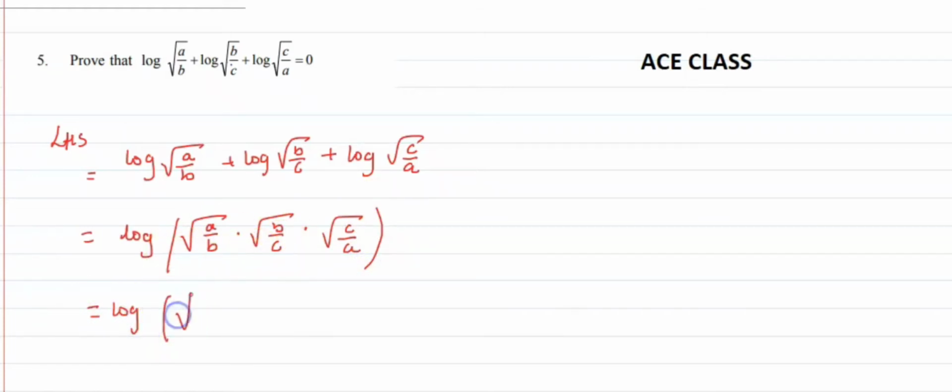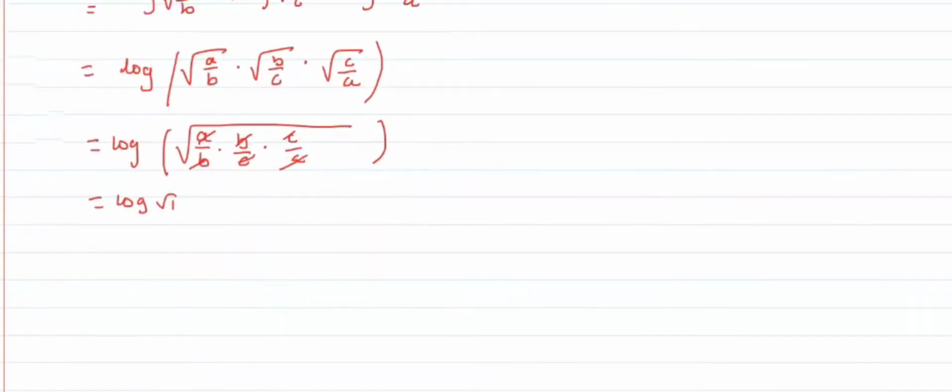so I can multiply them. That is root of a by b, b by c, c by a. C and C will get cancelled, B and B will get cancelled, A and A will get cancelled. So log of root 1 is nothing but log of 1 itself. Remember, log 1 is always 0, which is the RHS. Hope you understood.